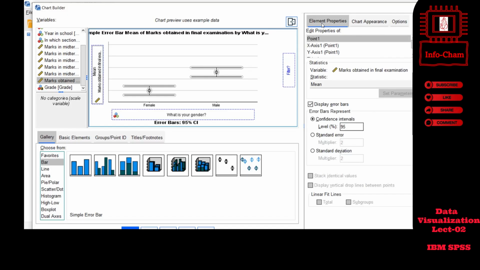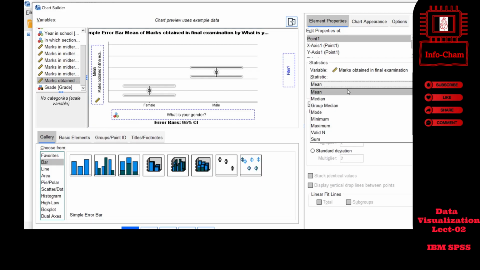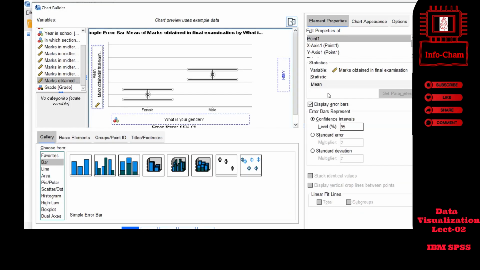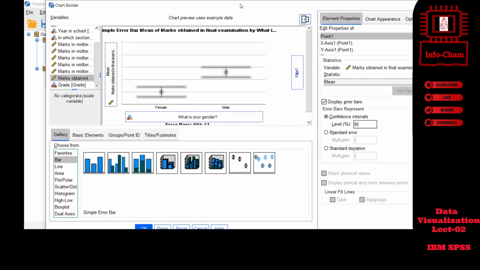Automatically it will create a mean value. Beside the mean value, you can use a lot of things: median, group median, mode, minimum, maximum. It is your choice, but mostly we use the mean value for data analysis purposes. You can use another metric, your choice. Please try with your practices later on, but mostly we use the mean. You can change any color or something, but I don't want to go into that, just focus on the topic.